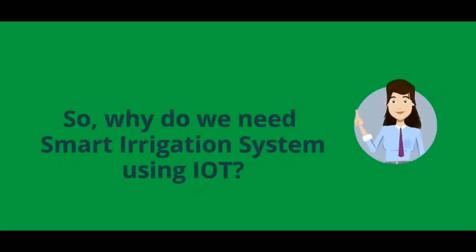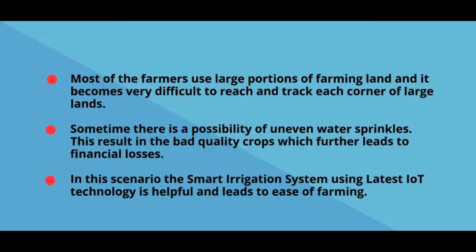Why do we need a smart irrigation system using IoT? We have some following points which are given below. The first one is most of the farmers use a large portion of farming land and it becomes very difficult to reach and track each corner of large land. Sometimes there is a possibility of uneven water sprinkles. The result is bad quality crops, which further leads to financial losses. The last one is, in this scenario, the smart irrigation system using the latest IoT technology is helpful and leads to ease of farming.